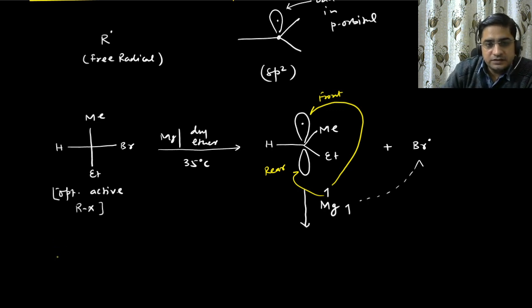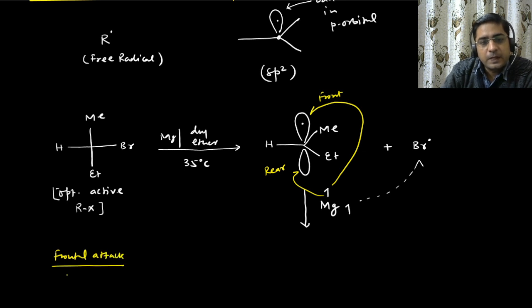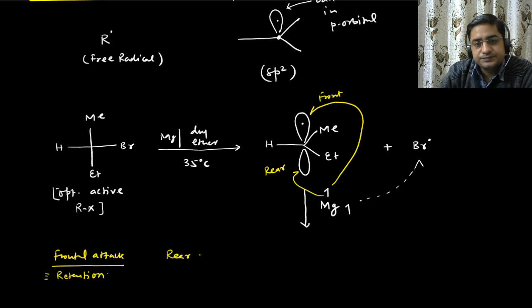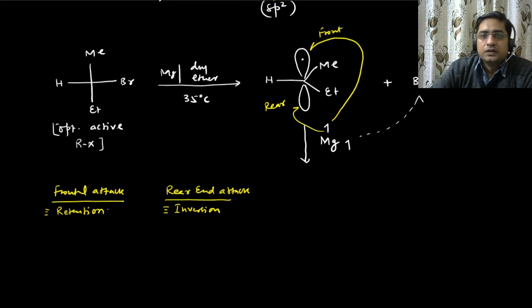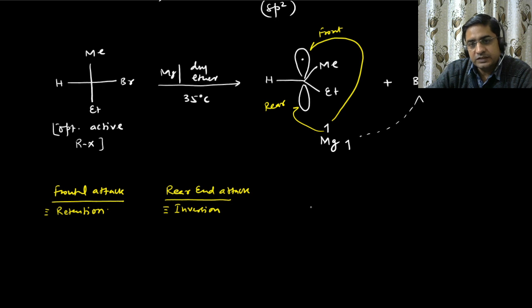Frontal attack results in retention of configuration in terms of RS, and a rear attack results in inversion of configuration. So we get two products here, as there are two possibilities.